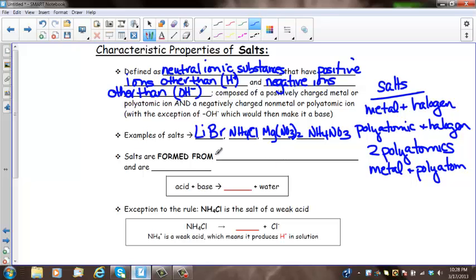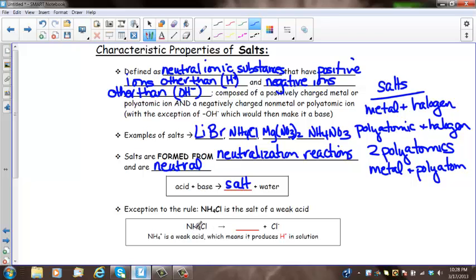And salts are formed from, we already learned it, when an acid and a base mix, you get a salt and water. So they're formed from neutralization reactions. And they are, you guessed it, neutral. So an acid and a base yields a salt and water. The exception to the rule is NH4Cl, which is the salt of a weak acid.